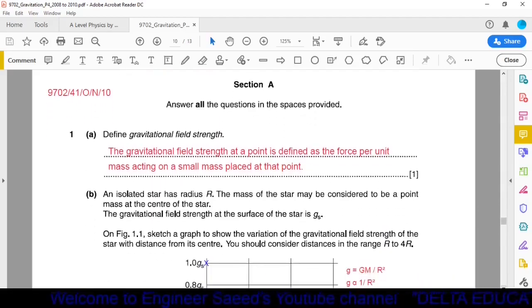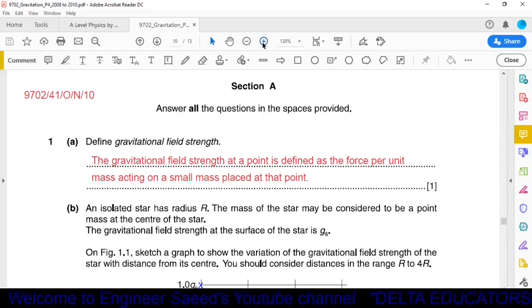Okay, now next question. It is from October-November 10, paper 4, variant 1. Define gravitational field strength. The gravitational field strength at a point is defined as the force per unit mass acting on a small mass placed at that point.